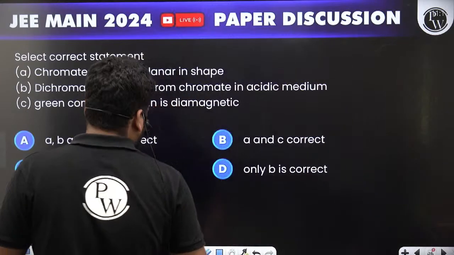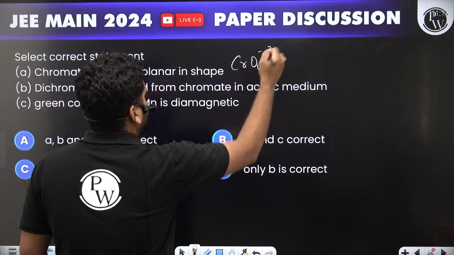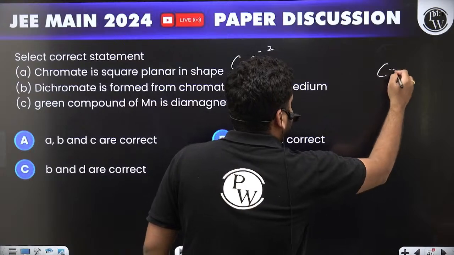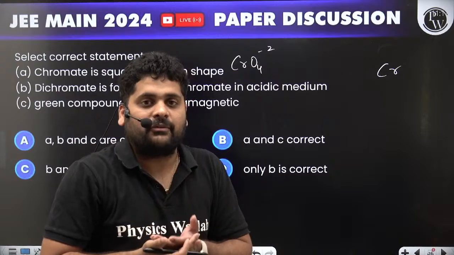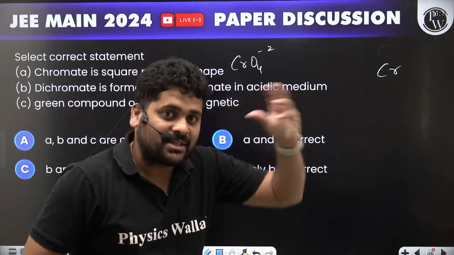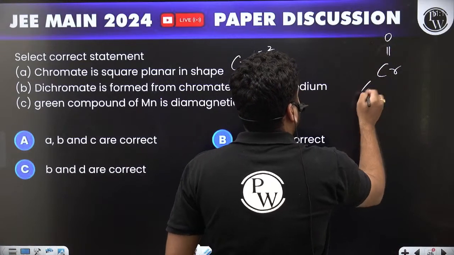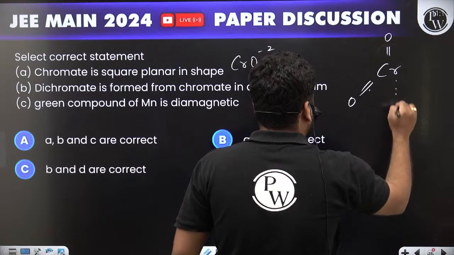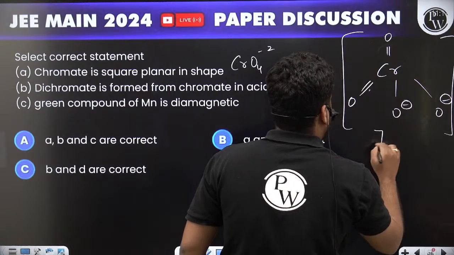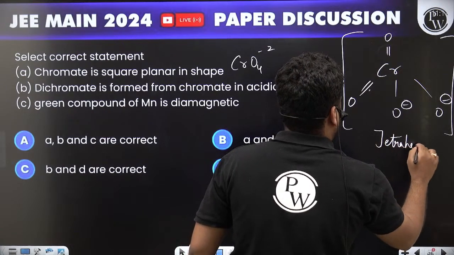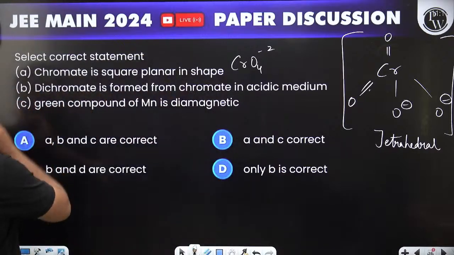Chromate is square planar in shape. Chromate actually appears as CrO4 minus 2. If you open your NCERT textbook, class 12 d and f block elements, from that part where we have potassium dichromate, we have the structure of chromate also. Chromate structure would appear like this: Cr double bond O, and then O minus and O minus. This is going to be tetrahedral, right? So chromate is tetrahedral. It is not square planar, so A is wrong.